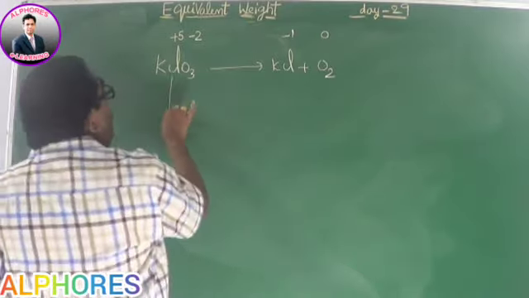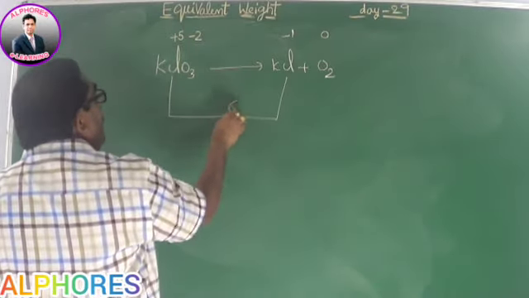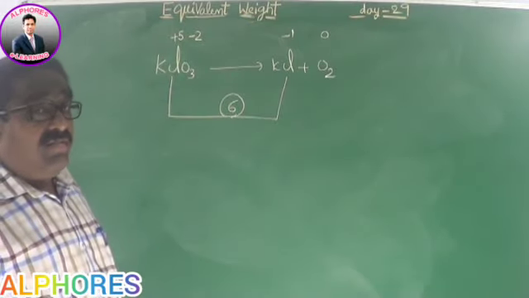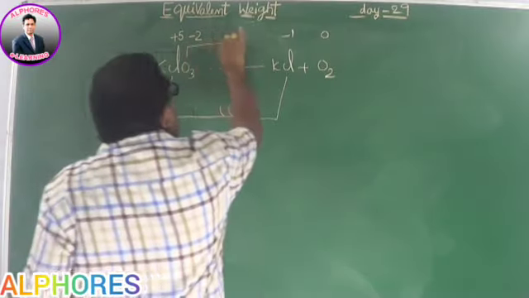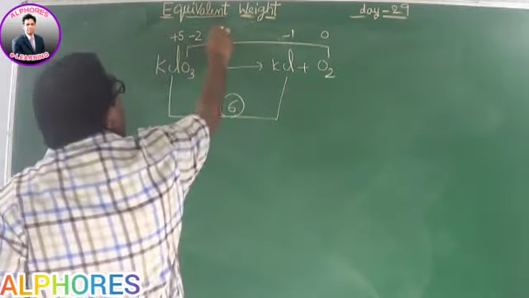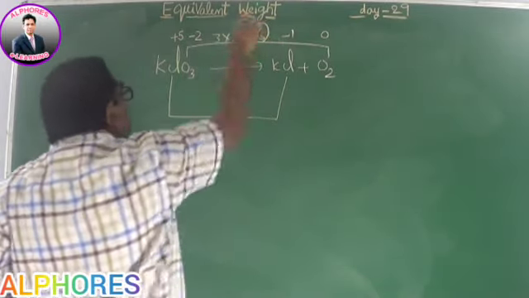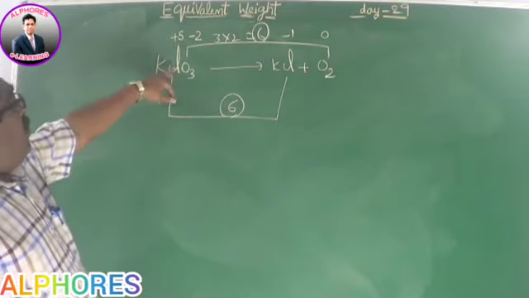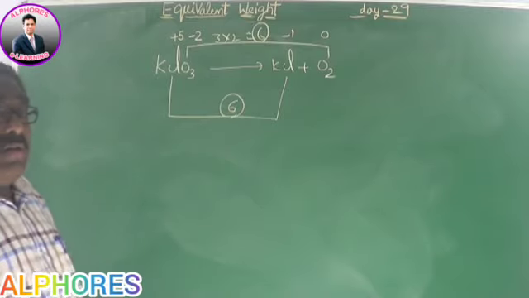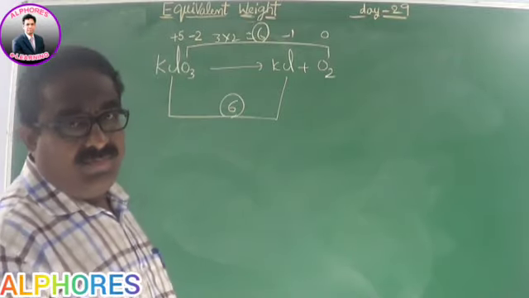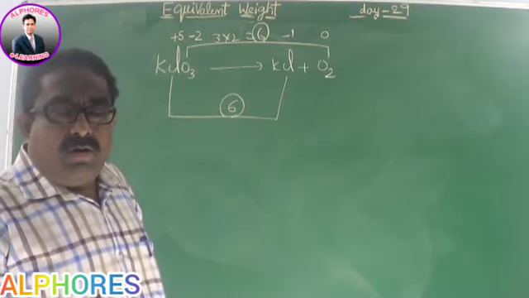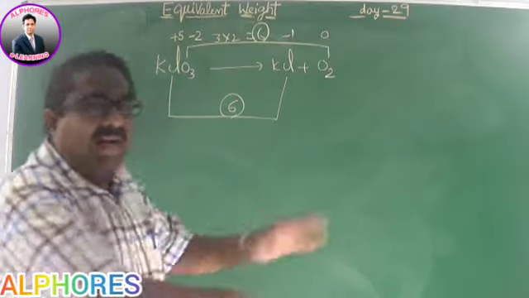That's why. Now, what is the change here? 6. Because for +5 and -1, the number of electrons changed is 6. What is the change for oxygen? For one oxygen, the change is 2. But for 3 such oxygens, 3 into 2, again 6. It means chlorine is gaining 6 electrons and all the oxygens are losing 6 electrons. So the transfer of electrons is 6 totally between oxidant and reductant.